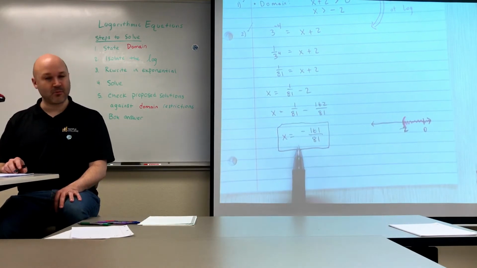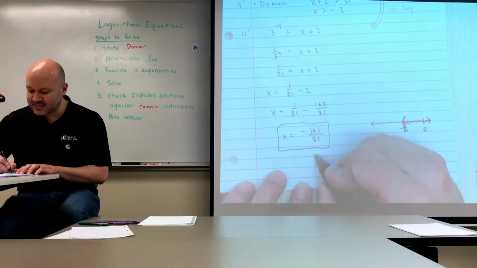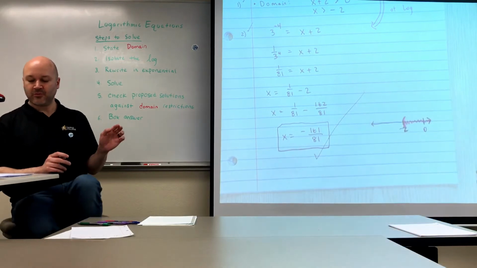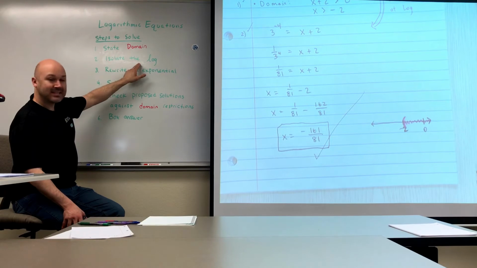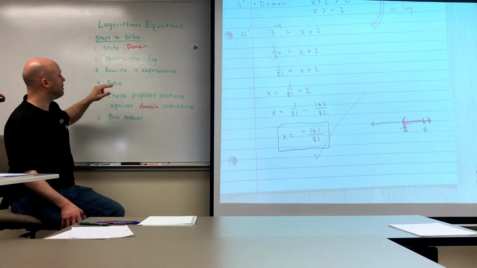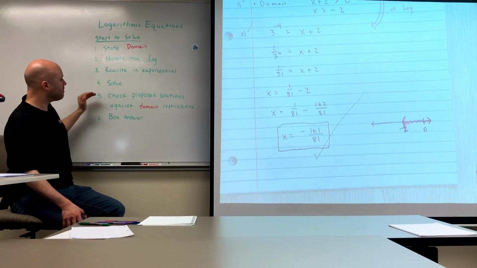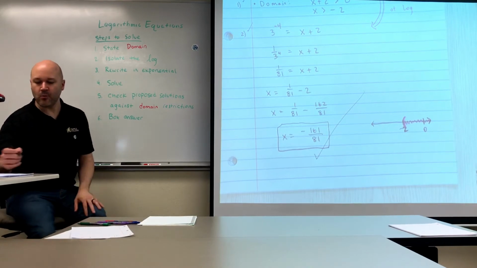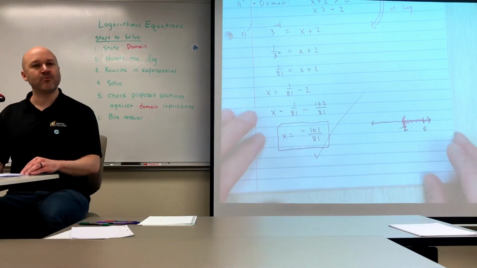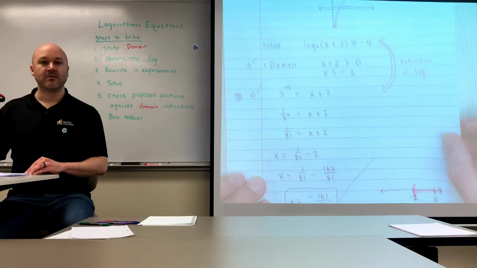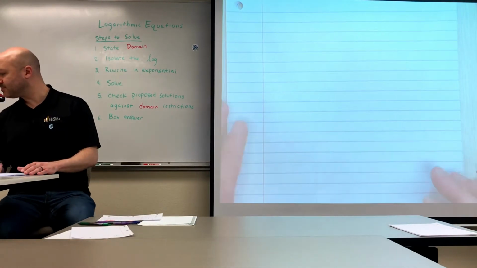Hopefully the next examples are more obvious, but this is greater than -2, so therefore this is my solution. I went through these steps. I worried about the domain. I isolated the log, rewrote it as an exponential. I was able to solve it just by subtracting 2 from both sides. Then I checked my answer. Once I was happy with it, I boxed my answer. We're going to do that a few more times just to get down this solving logarithm equations process.